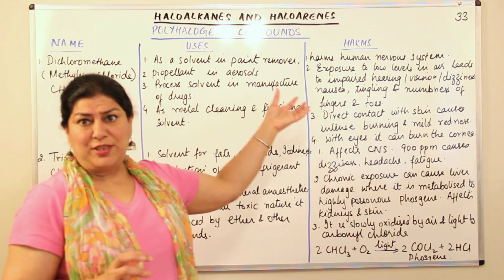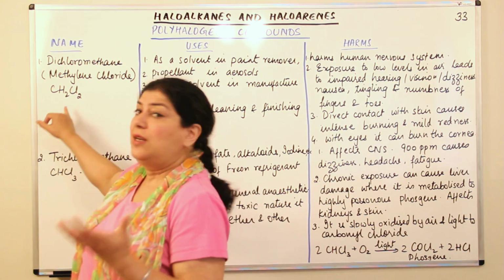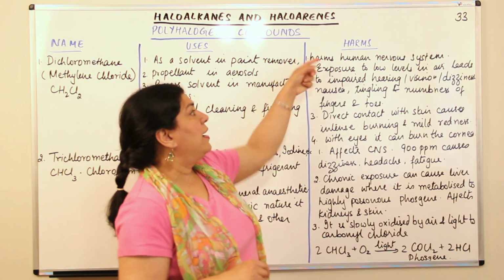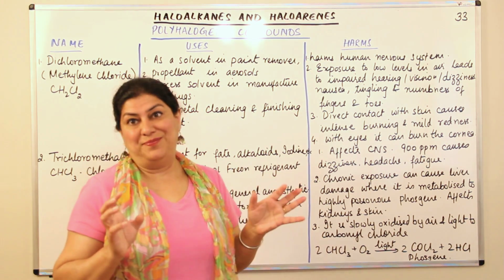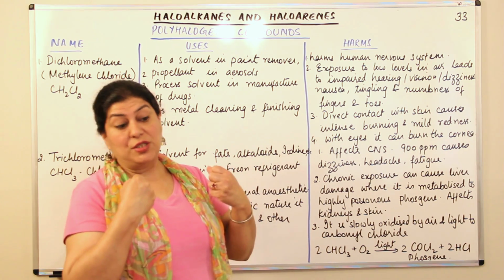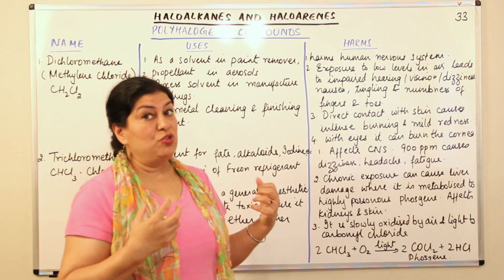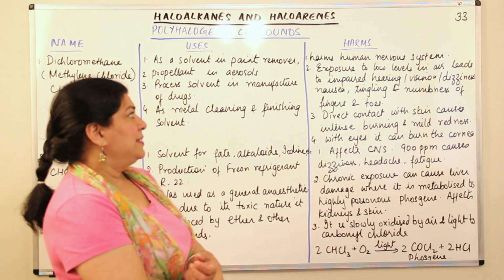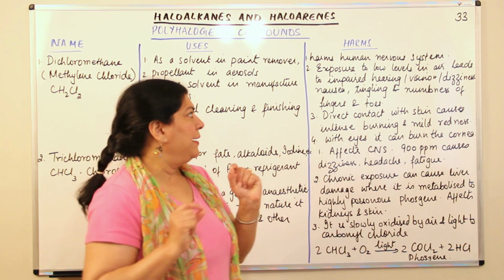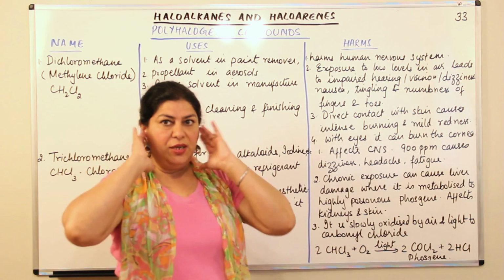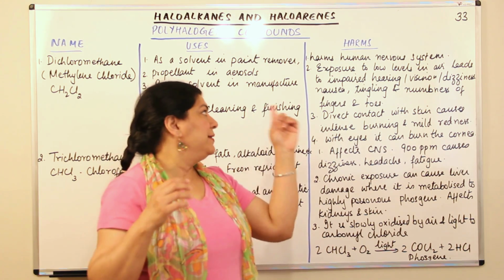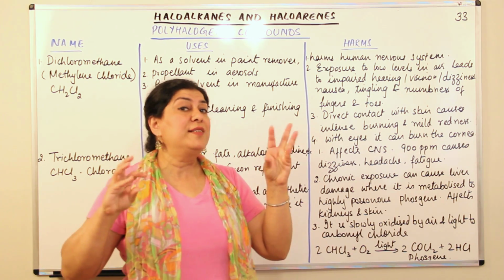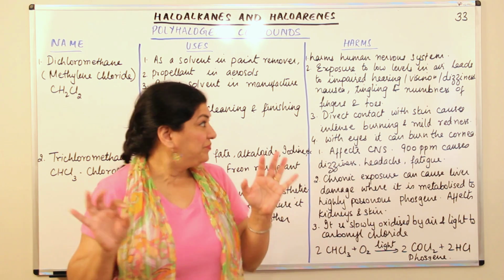Now what are the harmful effects? What are the dangers of using dichloromethane? The harms are, it harms the human nervous system. So it directly affects your nervous system. That is the reason why this class of compounds are really dangerous. They are toxic, they are harmful. Exposure to very low levels in air leads to impaired hearing. Your hearing is affected, your vision is affected, you get dizziness, you get nausea, you get a tingling and numbness of fingers and toes. All these are effects of your nerves getting affected.